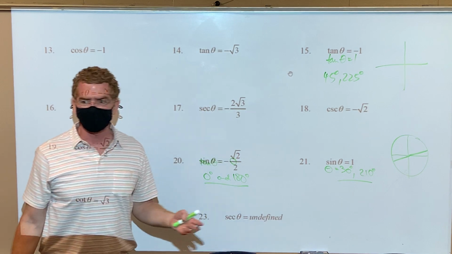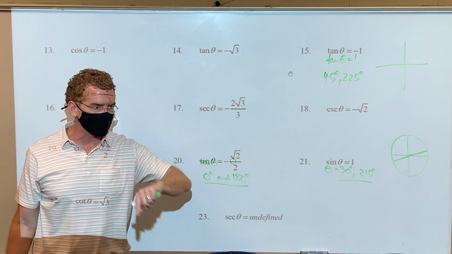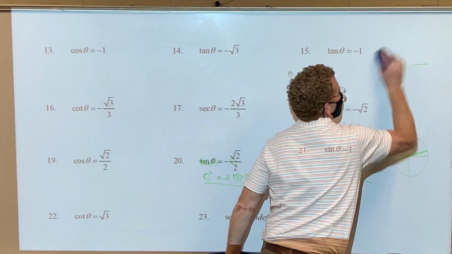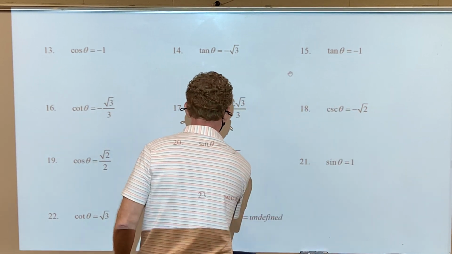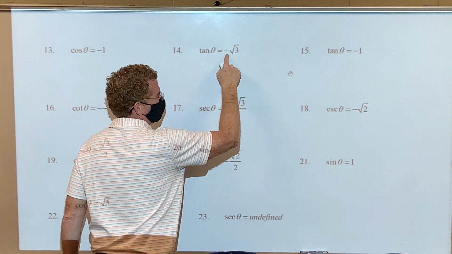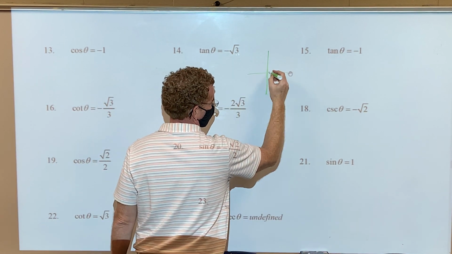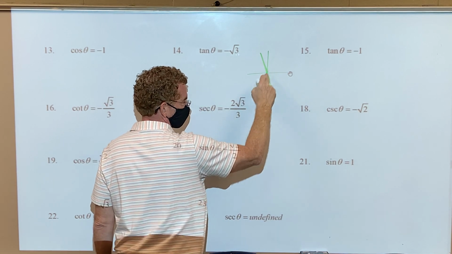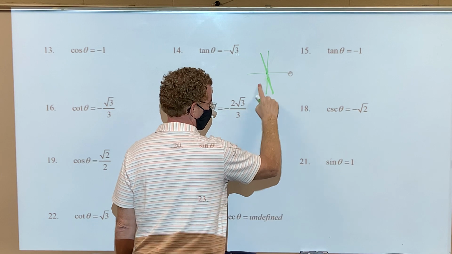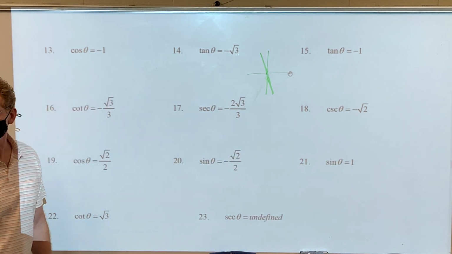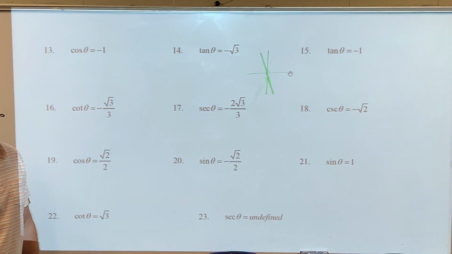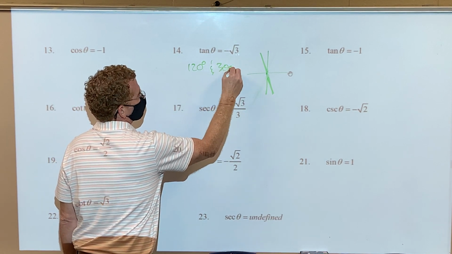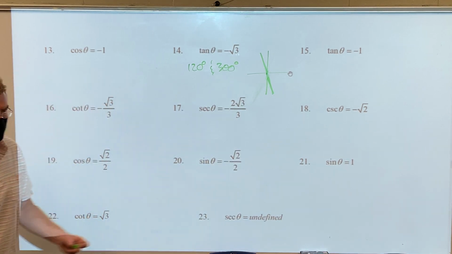The hard way would make you have to go, what angles, y value over x value, happens to cancel and leave me this? The easy way is going, wait, I memorized tangent. Where was tangent a negative root 3? Remember we said it's root 3's up high, right? But negative would be second and fourth. What are those two angles? 120 and 300. Done. Isn't that nice? I think that's nice.